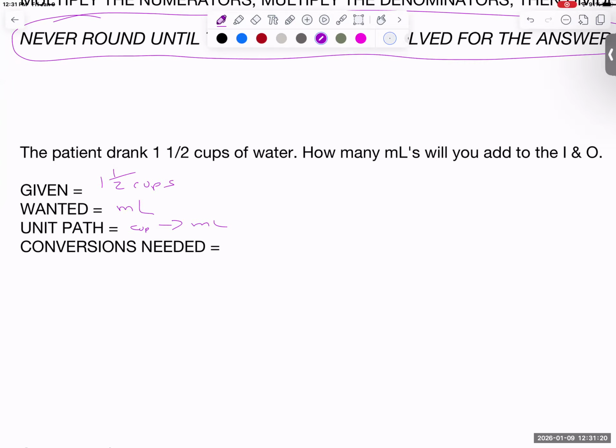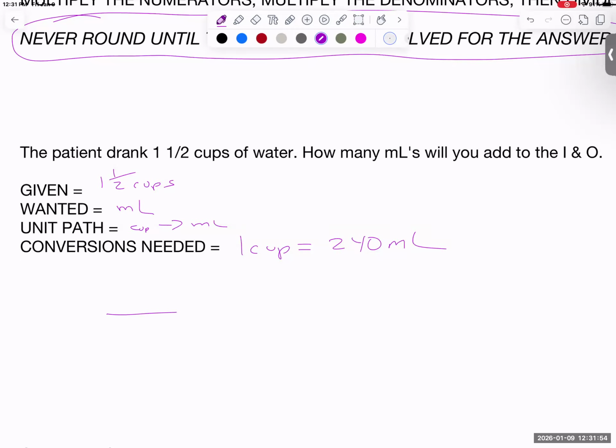Is there a conversion that I memorized in my equivalent paper that tells me how many milliliters are in a cup? 240. 1 cup is equal to 240 milliliters. Okay, fantastic. Well, now what do I do with it? Well, now we start setting up fractions and we start with the given. So my very first fraction, what's the top number called? Do you guys know? Because I say it a lot in class. Numerator. And the bottom is the denominator.